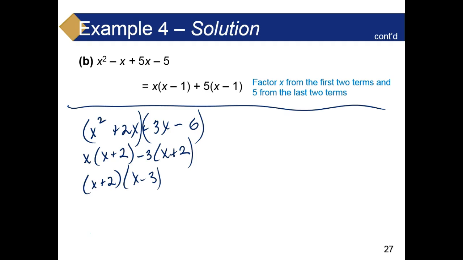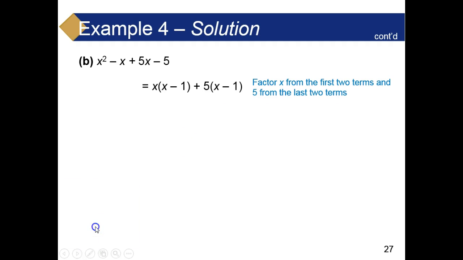And if you want to check it, it's real easy to check. Just multiply out: x squared, there it is. Minus 3x, there it is. Plus 2x, there it is. Minus 6, there it is. You can always check your factorization by multiplying, because factorization is like division, so multiplication is a good check for it. Any questions on that? Okay. Let's clear the ink and do example 6.